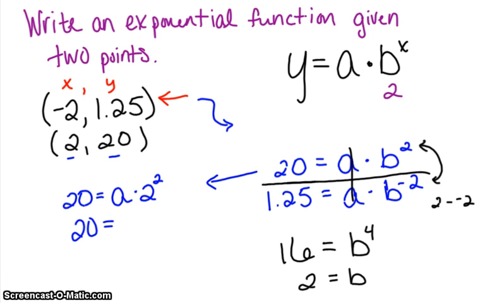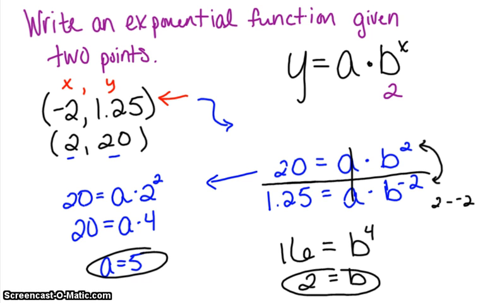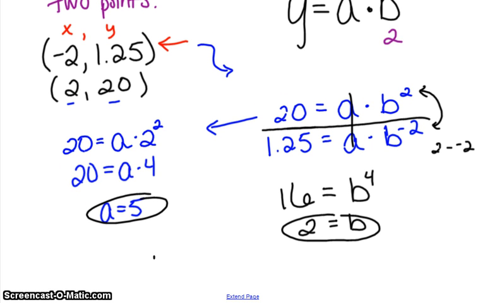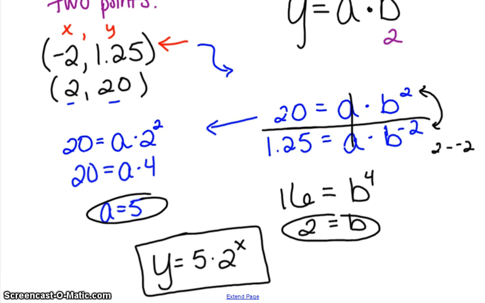And then 20 equals A times 2 squared is 4. And last step, divide. So A equals 5. So now we know B is 2, and we know A is 5. And now you want to rewrite the equation. So A is 5, B is 2. There's our final answer.